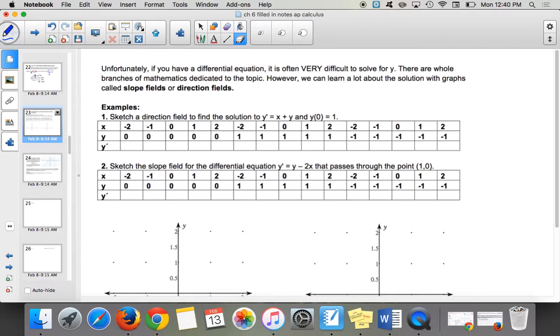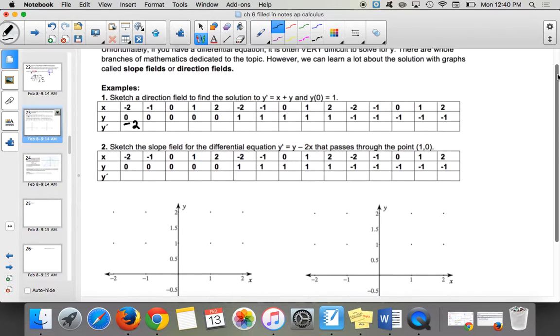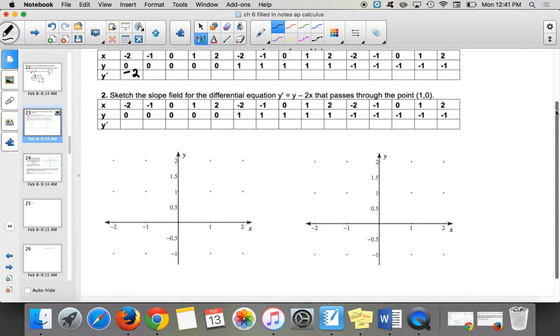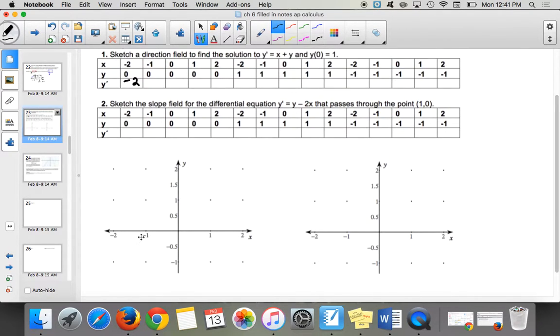So we were taking the x value and the y value of a point and adding them together. If I'm at the point negative 2 comma 0, when I add my x value and my y value together, what do I get? Negative 2. That's going to be my slope at that point. So go down to your little picture here. And at negative 2, comma 0, this point right here, we're going to have a slope of negative 2.